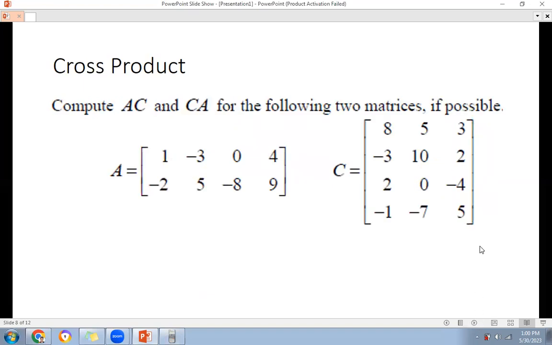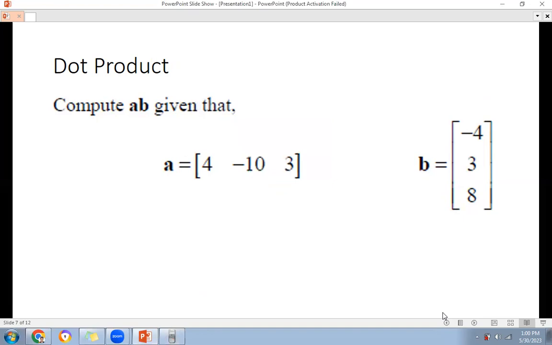Unlike in the matrix multiplication, where we get an answer that is a matrix as well.